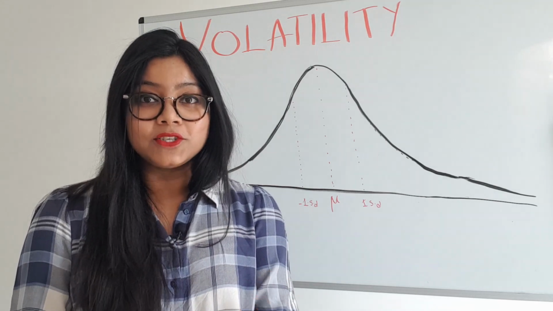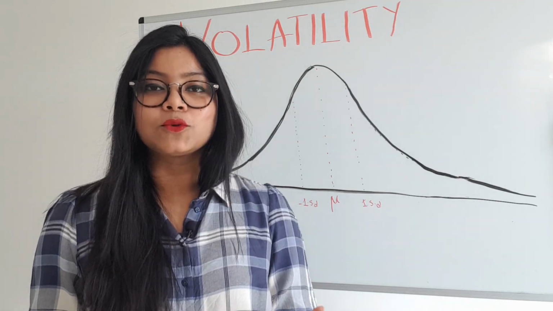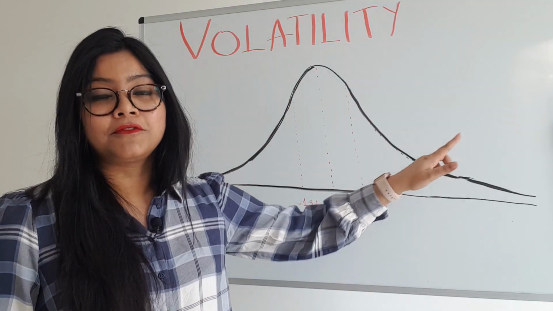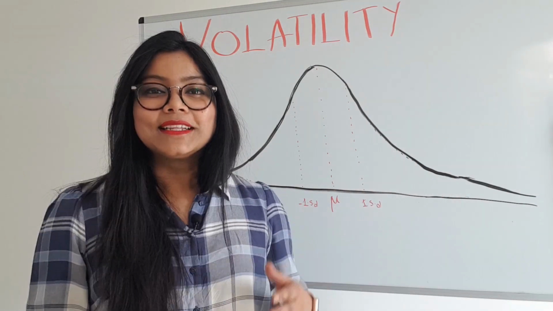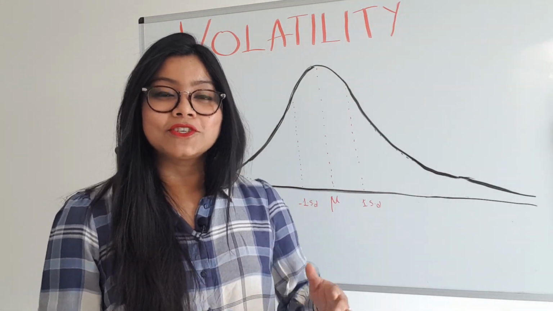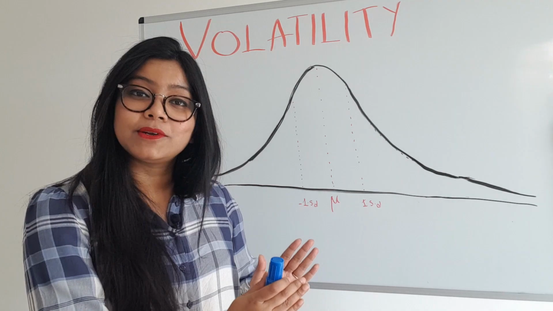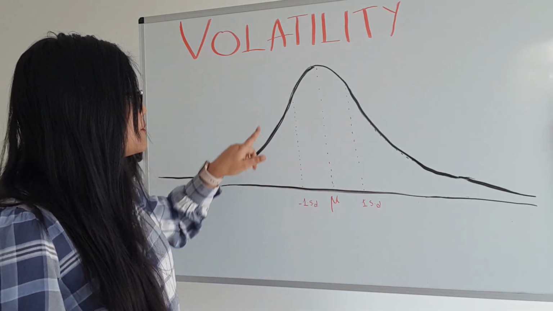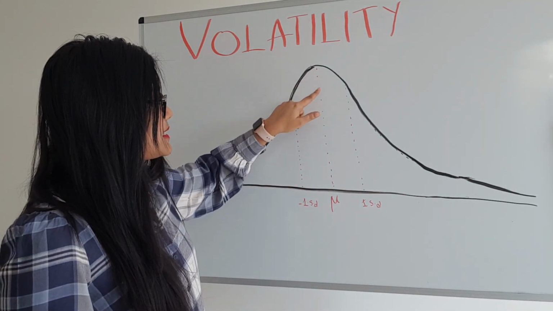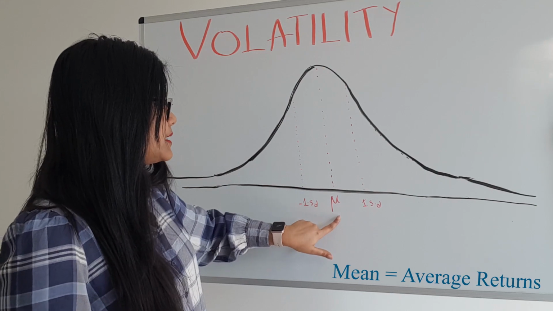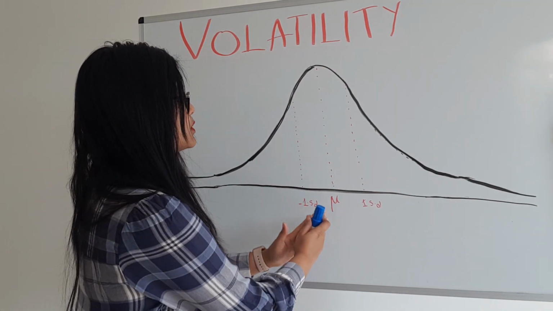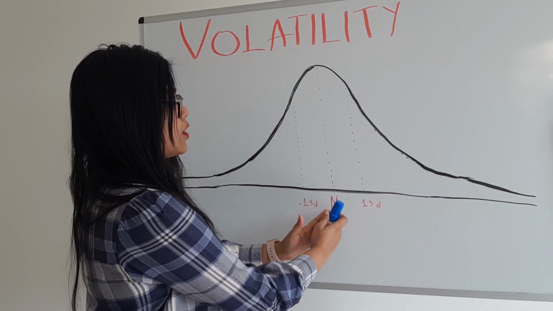Assuming they are normally distributed. By normally distributed, I'm talking about the shape of the curve, which is known as the bell curve. The bell-shaped graph helps us to visualize how spread out our investment returns are from the mean. So if you think of the peak of the graph as the mean return of our investment, standard deviation tells us how spread out our returns are from the mean.